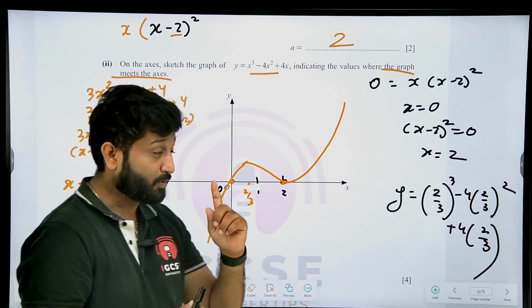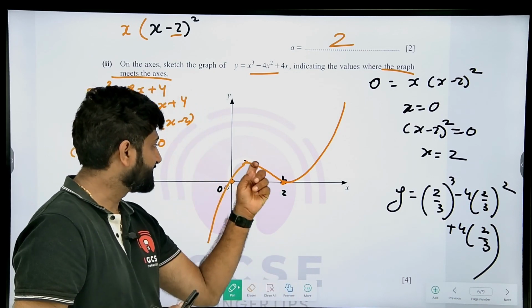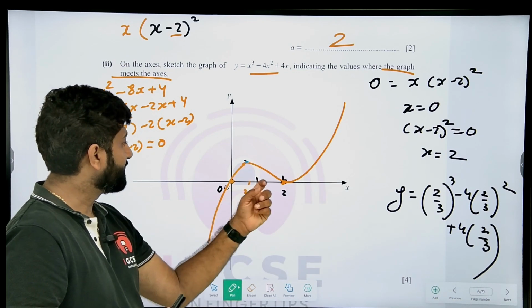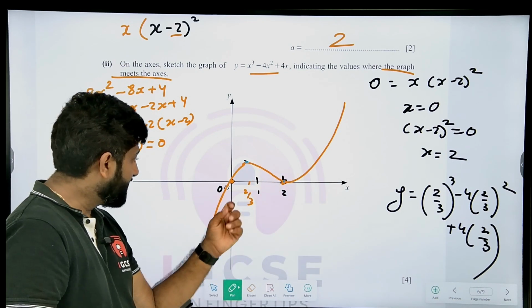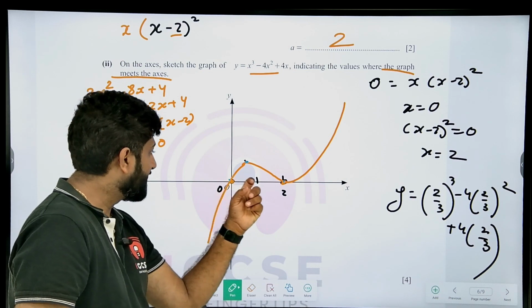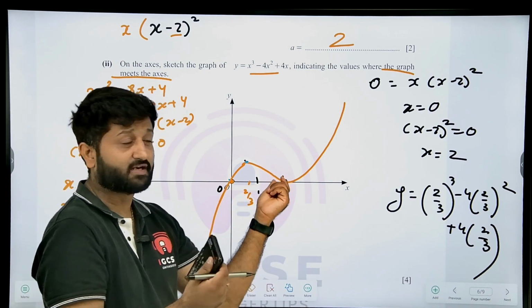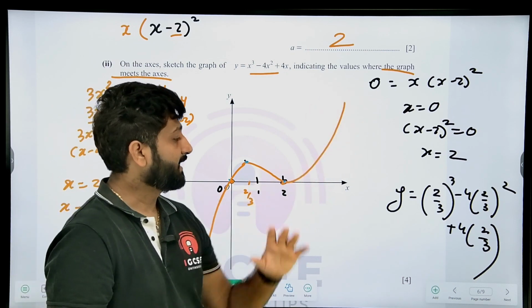What did I do? I plotted the turning points. These are my turning points. Let me label them in a different shape. In fact, the orange ones are also my x-intercepts. So one of the intercepts is also a turning point, right? So this is going to go like this.